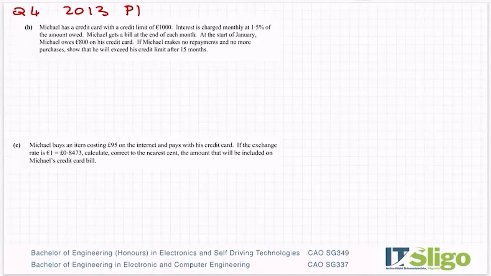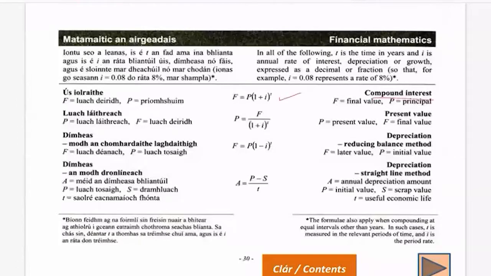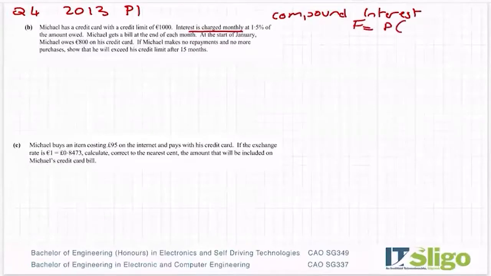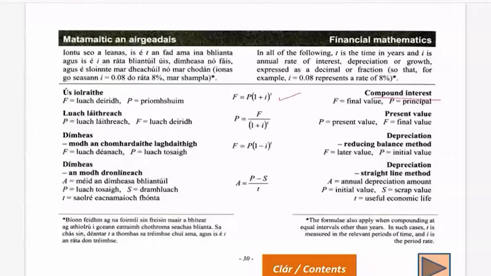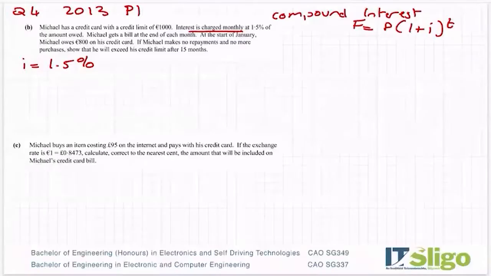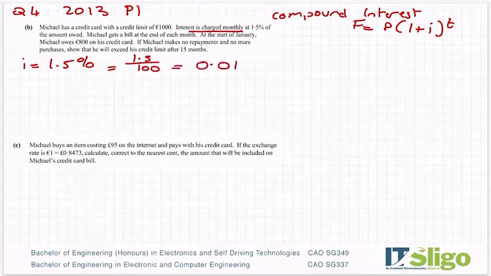Okay, so interest is charged monthly. So that's typically compound interest, which normally flags this compound interest formula here on page 30 of your log tables. So the interest rate is 1.5%, and as your log tables tell you, and we've been practicing, that has to be written as a decimal. So if you divide 1.5 by 100, you will write a percentage as a decimal.